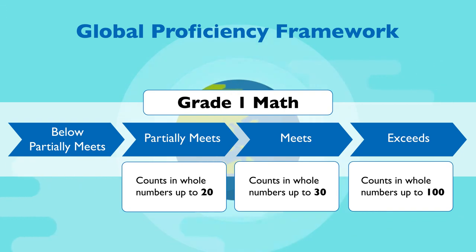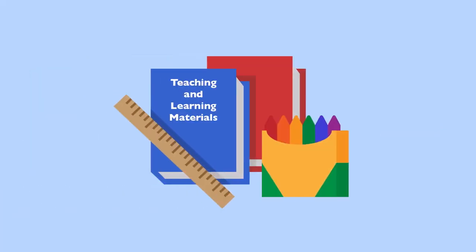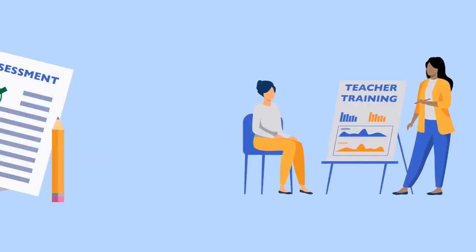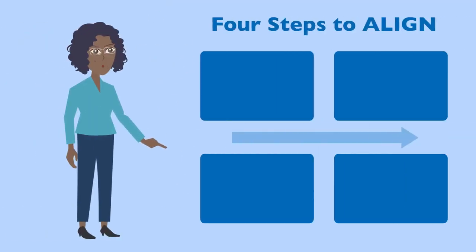curricula worldwide. The Align process was designed to help decision makers examine the components of their education systems: curriculum, teaching and learning materials, teacher training, and assessment. There are 4 key steps of the process.